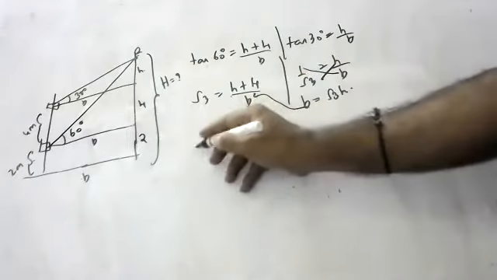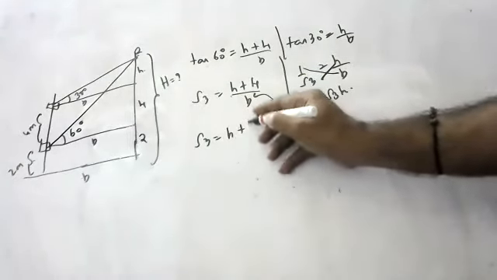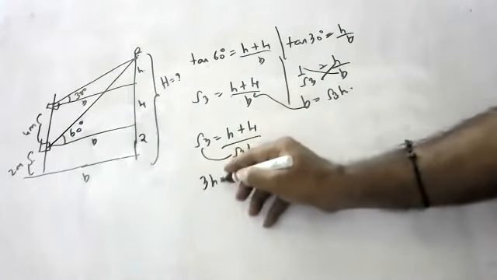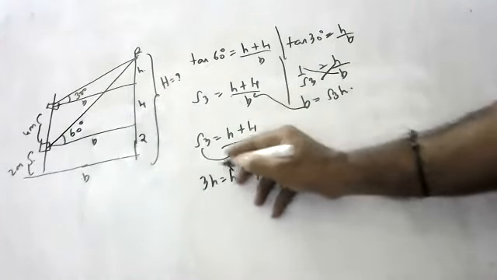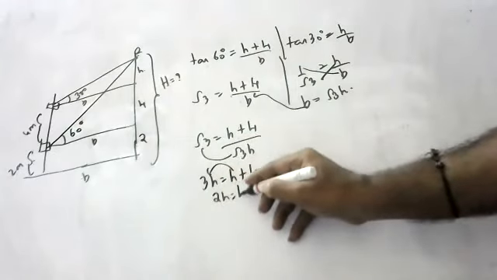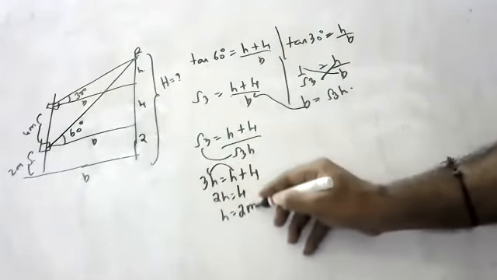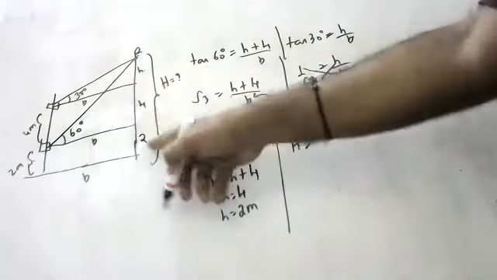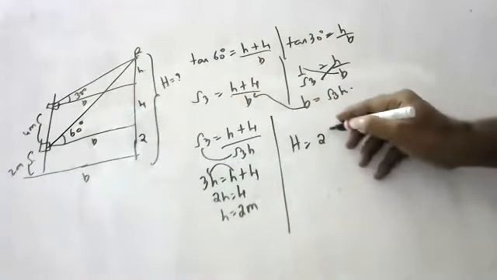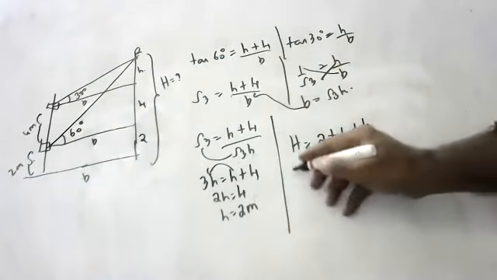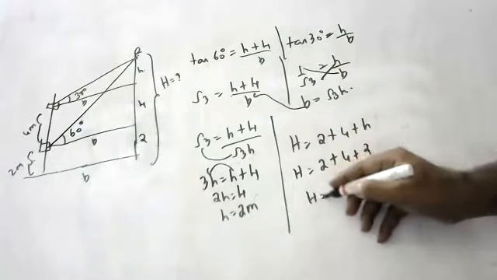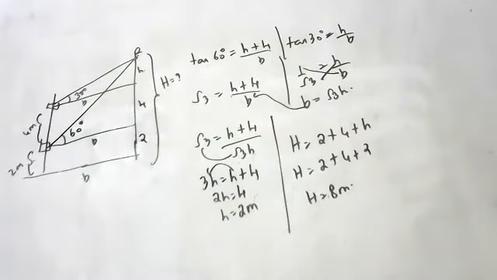Substitute here, children. Root 3 is equal to h plus 4 by root 3h. Okay, this comes here. 3h is equal to h plus 4, 2h is equal to 4. h is equal to 2 meters. Now, what is the total height, children? 4 plus 2 plus h. How much did you get, children? 8. 4 meters plus 2, that is 8 meters is the height of the balloon above the ground.